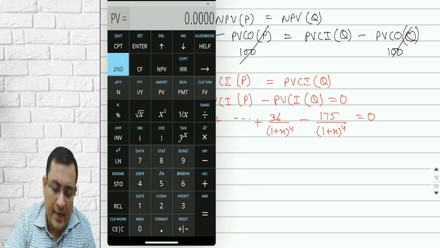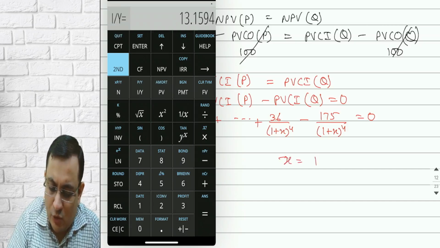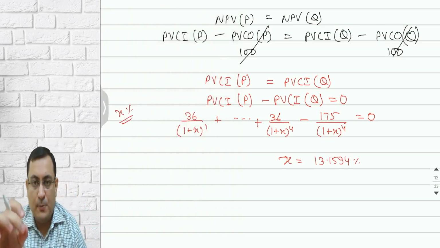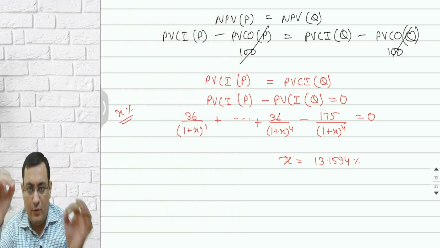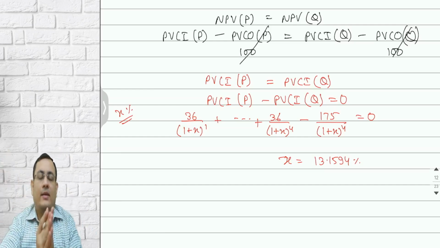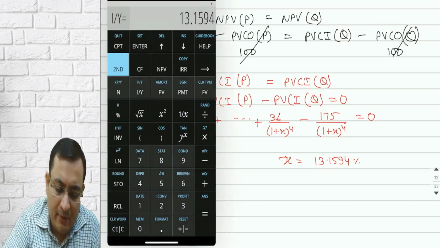PV is 0, calculate the IY, it is giving X% equals to 13.1594%. It means at this point, 13.1594 coordinate of x-axis, these two lines are intersecting. Now we can calculate NPV also. Now we can calculate NPV of this project.